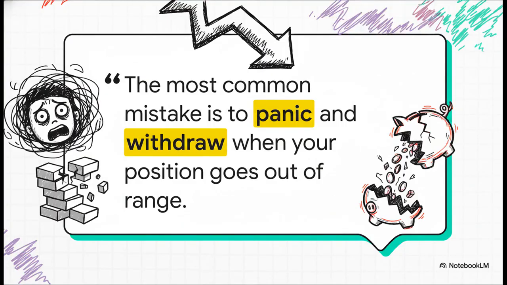And this quote right here, this nails the number one trap. You see your position is out of range. You see it's all in the one asset that's losing value, and your gut just screams at you to pull everything out. But panic withdrawing is usually the worst possible thing to do because it takes that impermanent loss and makes it very, very permanent.